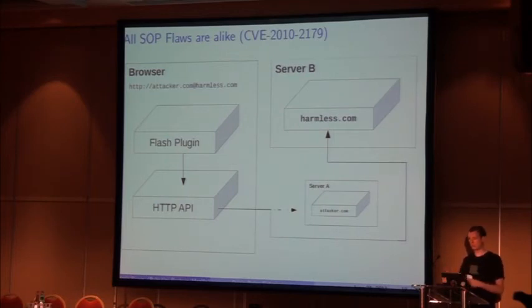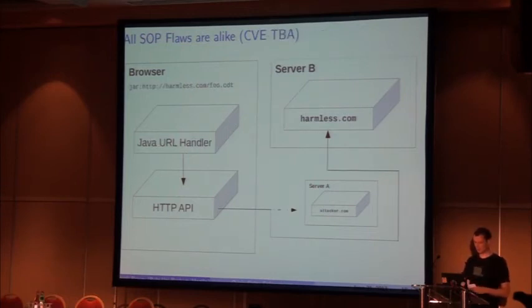And the browser actually knows how to parse URLs and sees it's harmless.com using the username attacker.com. And again, the same-origin policy is bypassed because of a parsing mismatch, because Flash has one concept of the same-origin policy or how URLs look, and the HTTP API in the browser has a different one. This is the next one. You see there's a pattern here, right? This is in Java. I found this last year, and you can do something similar here.